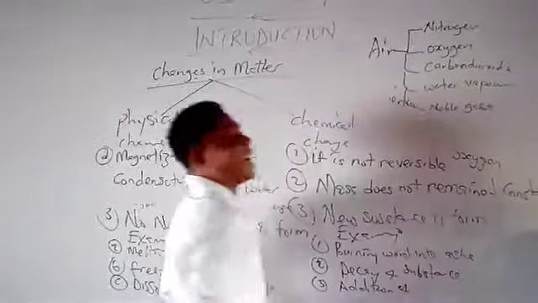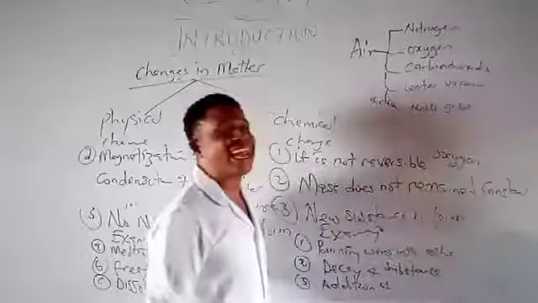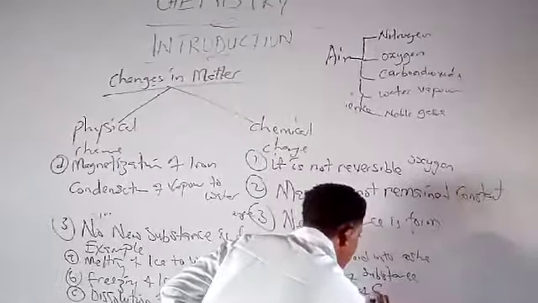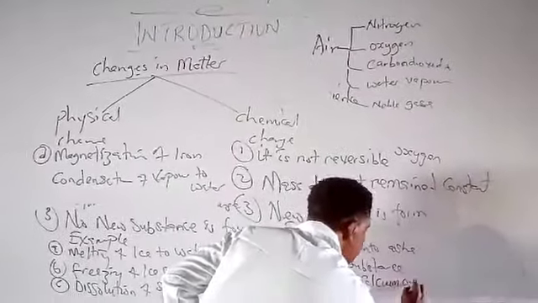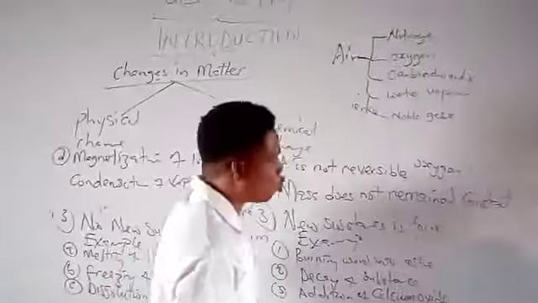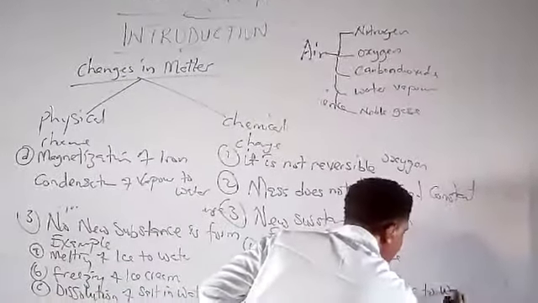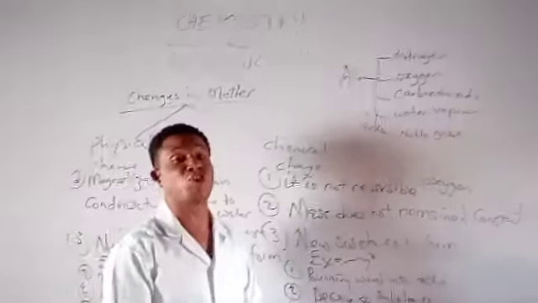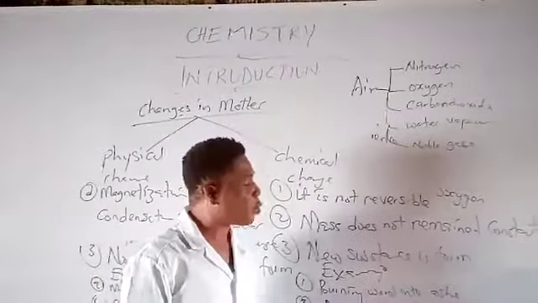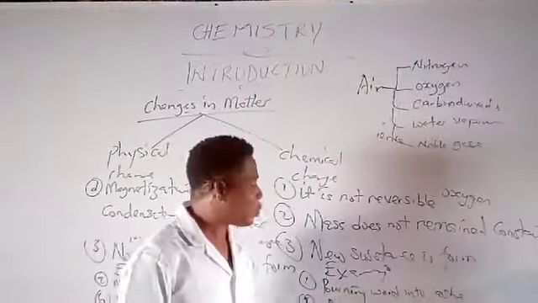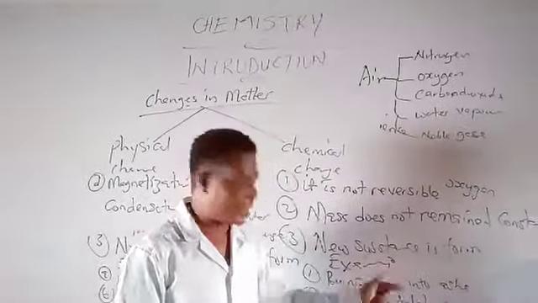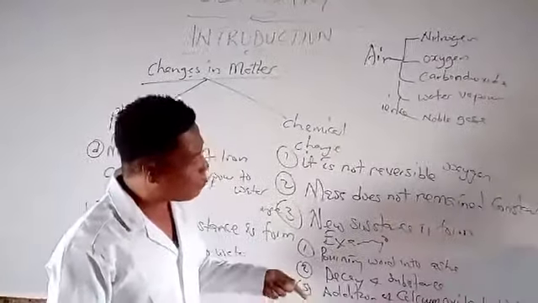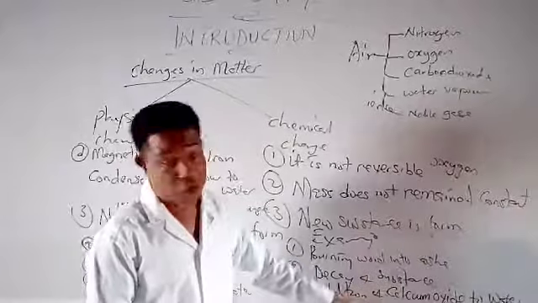Number three is the addition of quicklime. What is quicklime? Quicklime is calcium oxide. So, addition of calcium oxide, which is known as quicklime, to water. That process is called slaking. It's called slaking because you get slaked lime in the process. So that is an example of a chemical change because it is not reversible.